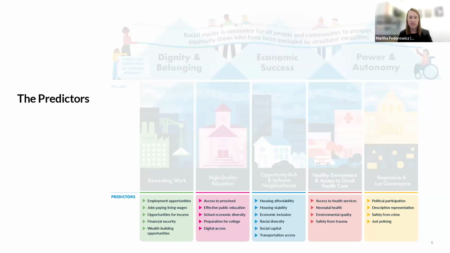The next component of the framework is the predictors. For local leaders to improve conditions that lead to upward mobility and racial equity, they need to know what to change and how. The predictors give communities that information. They are 24 factors strongly associated with long-term economic success, dignity and belonging, and power and autonomy. Examples of predictors across the 5 pillars include things like living wages, access to preschool, housing stability, access to health services, and political participation. Local leaders can measure the status of each predictor and progress toward improving it using our suite of mobility metrics, which can be found in our upward mobility data dashboard.